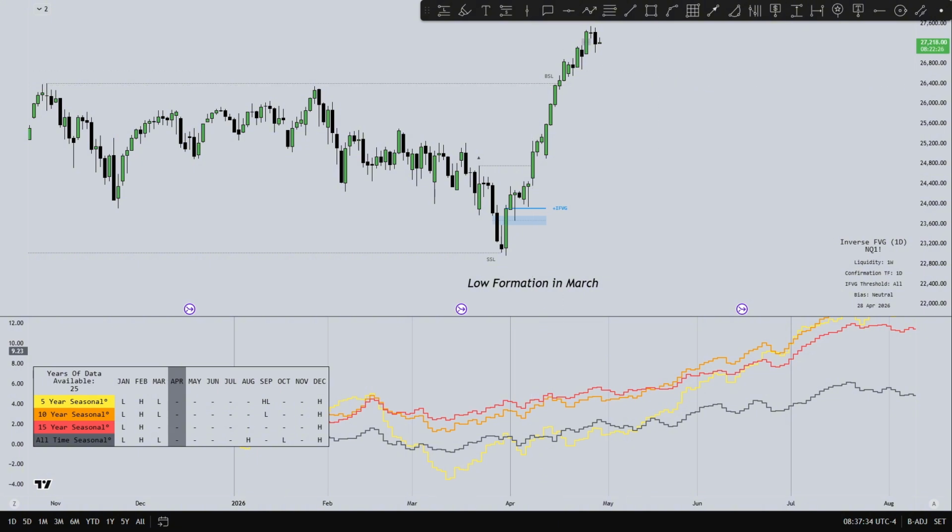The important part here isn't just the trade, it's the process. Instead of relying on a single concept, the seasonal tendency provides context, price action confirms behavior, and the IFVG tool refines execution. Each tool has a role, and when they align, the decision-making becomes structured rather than reactive.